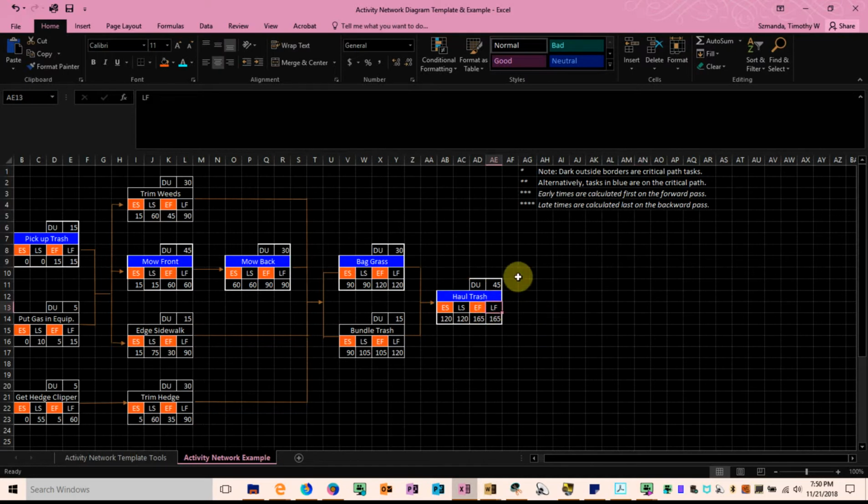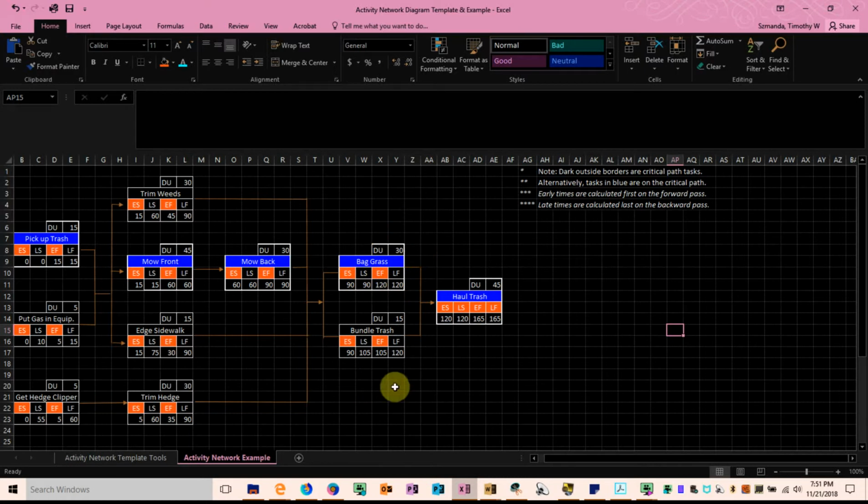Well, the latest finish in this last activity has to correlate to the earliest finish since there's nothing else that comes after. So the latest finish will be 165, which is the same as our earliest finish. I'm going to highlight that to indicate that we have completed calculating the latest finish. And the latest start would have to be 165 minus the 45-minute duration for hauling the trash, so our latest start is 120 minutes. 165 minus 45 is 120. So now we have all the times calculated for the last activity.